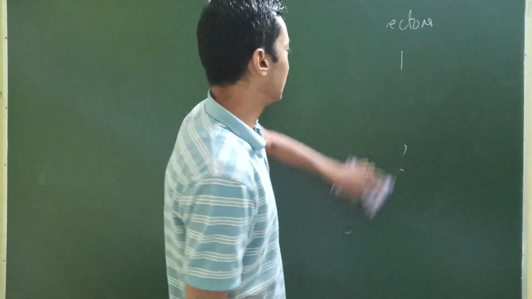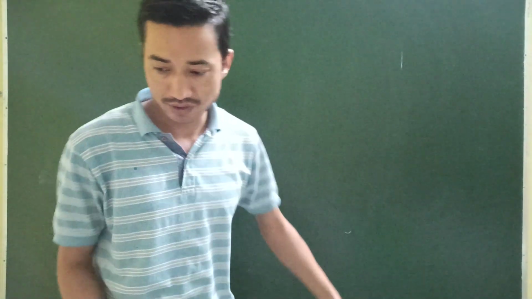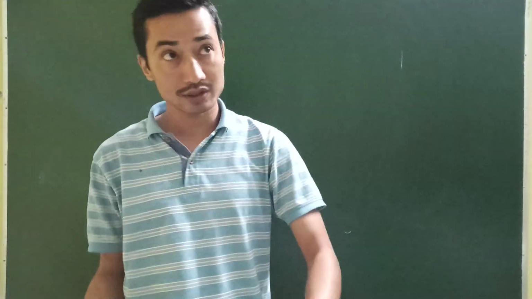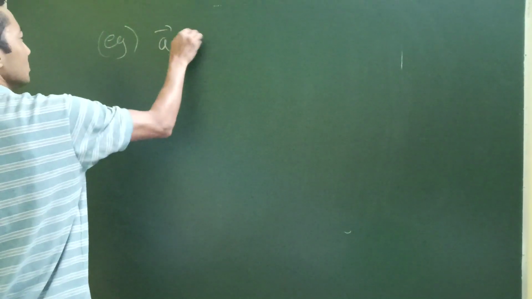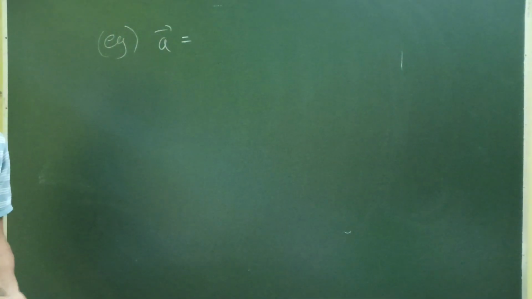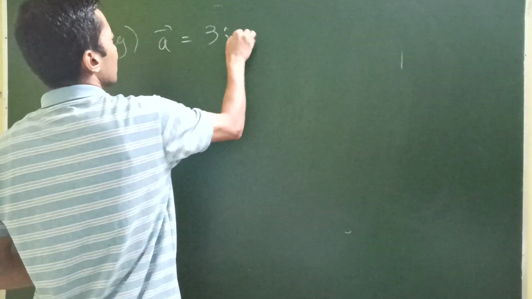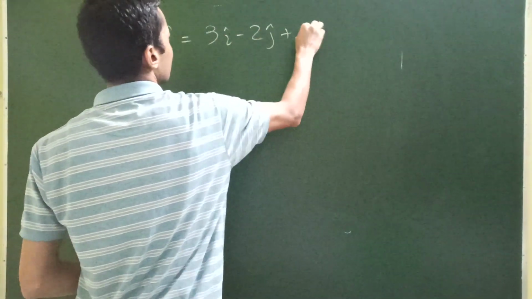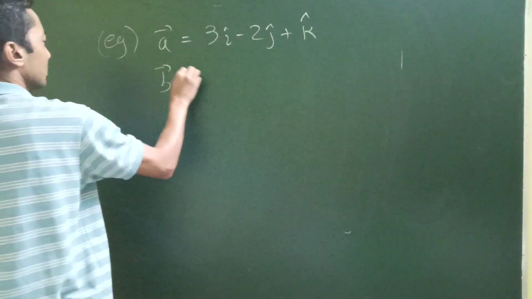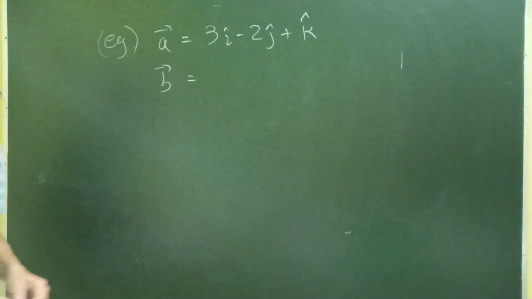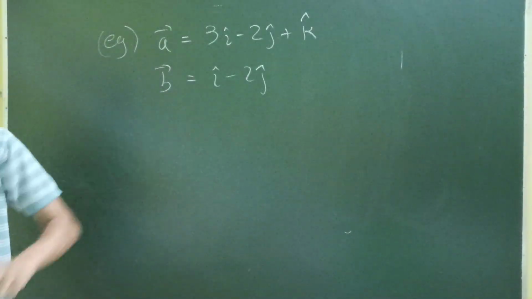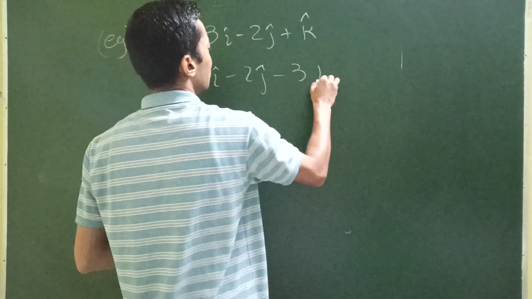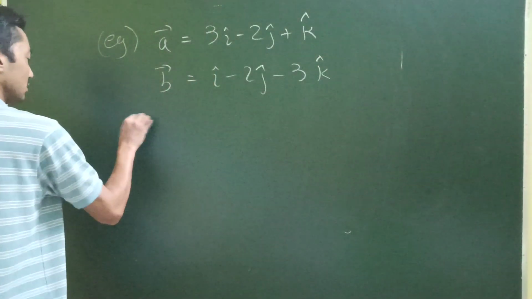Then, as I said, let's try to learn how we multiply dot products. Let's say one example: we have two vectors, vector A is 3i minus 2j plus k, and vector B is i minus 2j minus 3k. How do we go for the dot product of two vectors?